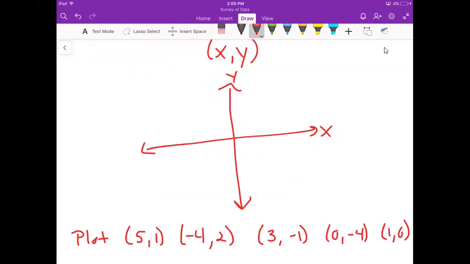So the highest number I see here is 5, so I'm just going to put 5 tick marks on each one of my axes out from that origin.